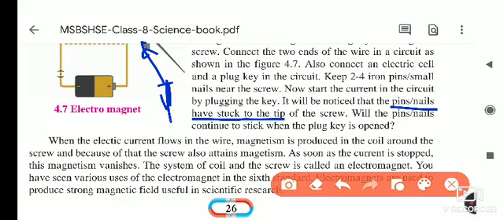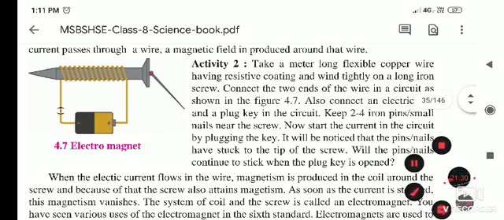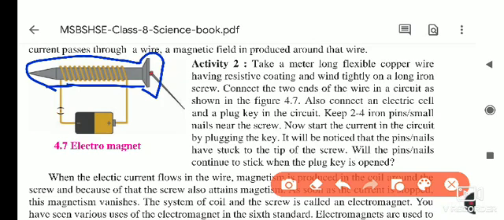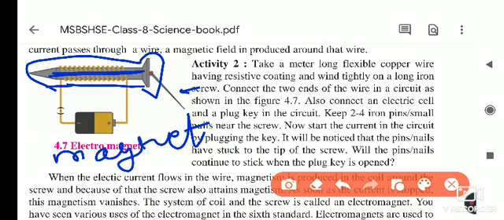It means that the nail is getting attracted. The nail or pin is made up of iron, and iron is attracted towards whom? The magnet. So from this experiment we are understanding that when electricity flows through the nail, the nail behaves like a magnet.